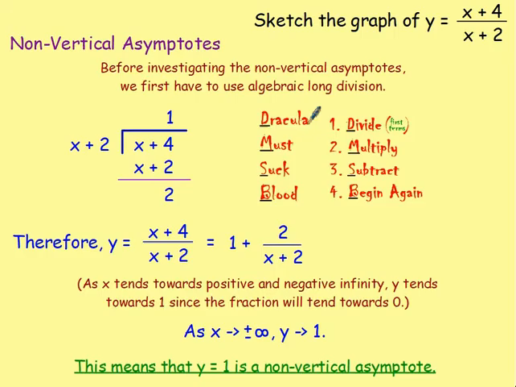Remember, for your algebraic long division, I always think Dracula must suck blood. D for divide, M for multiply, S for subtract, and B for begin again. So you divide first of all, divide the first term, so x divided by x will give you 1. After that you multiply, so do 1 times x, which is x, and then 1 times 2, which is 2. After you've got your 2 lines, you draw a line underneath, and then you move on to subtract. So x take away x will give you 0. They will always cancel out. If they don't, you made a mistake. And then 4 take away 2 is 2. That there is your remainder.